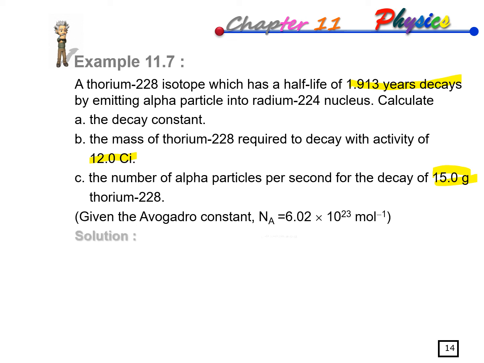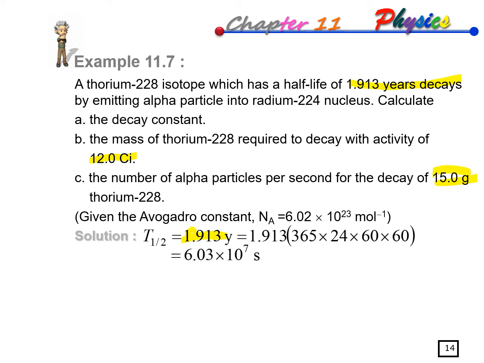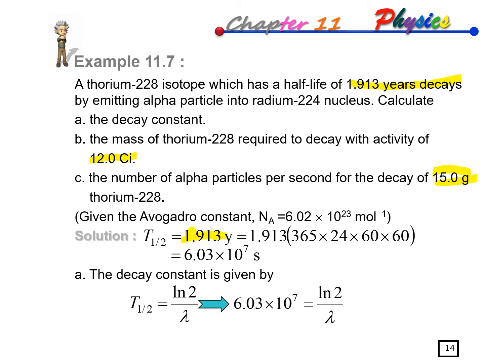Over here the half-life is given in years. So to determine the decay constant, convert it into SI units, so we should be in seconds. So the decay constant ends up in per second.